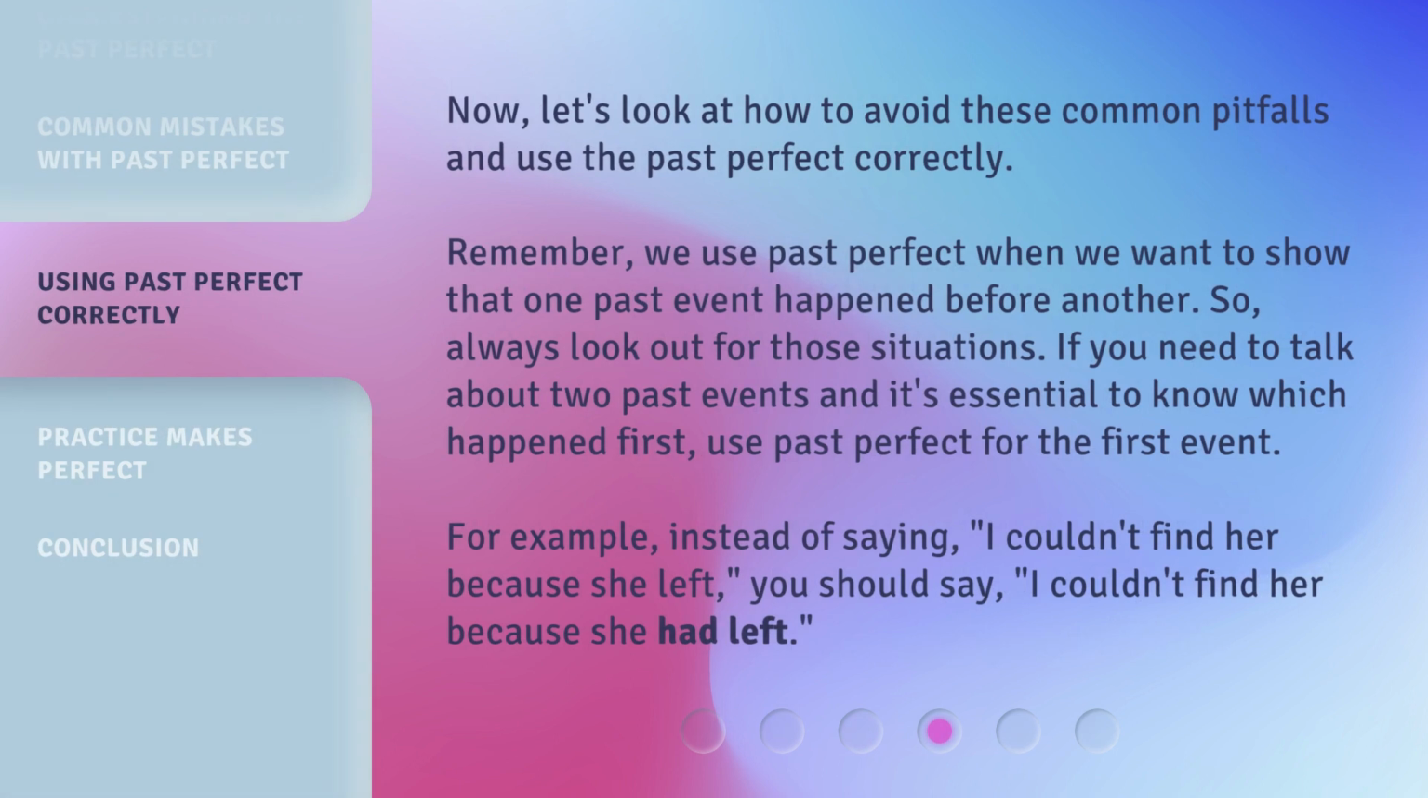Now, let's look at how to avoid these common pitfalls and use the past perfect correctly. Remember, we use past perfect when we want to show that one past event happened before another. So, always look out for those situations. If you need to talk about two past events and it's essential to know which happened first, use past perfect for the first event. For example, instead of saying, I couldn't find her because she left, you should say, I couldn't find her because she had left.